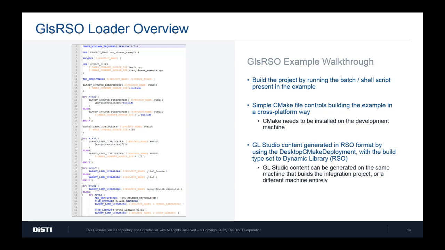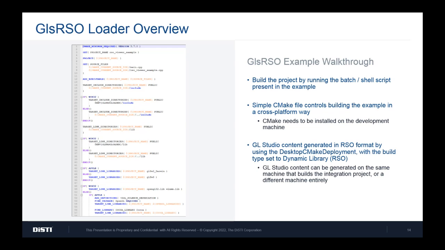As for the content you run through this example, we provide a sample multifunction display as part of the example. But if you want to load your own content, you simply need to build content through the desktop CMake deployment with the build type set to dynamic library so that it generates an RSO that can be loaded by this example. And keep in mind that you don't even have to build this example on a machine that has GLStudio installed. It's completely independent from GLStudio.